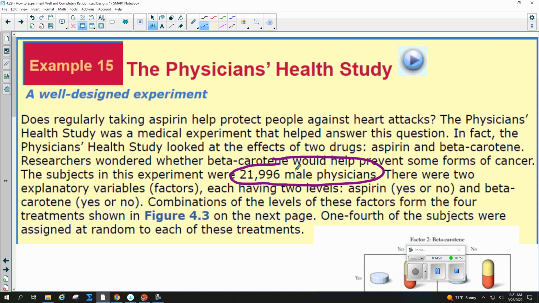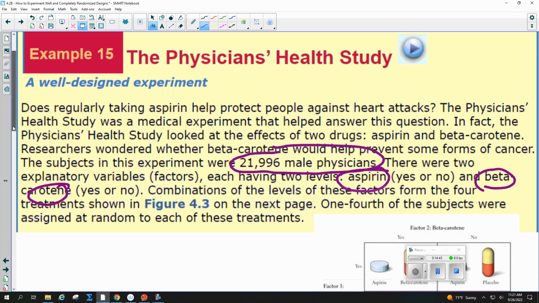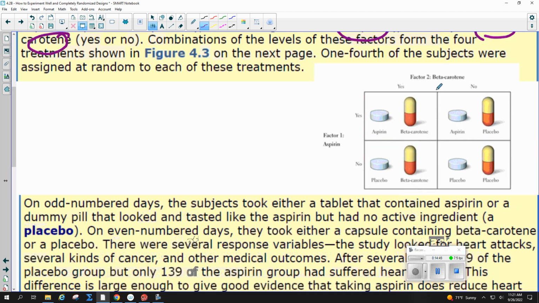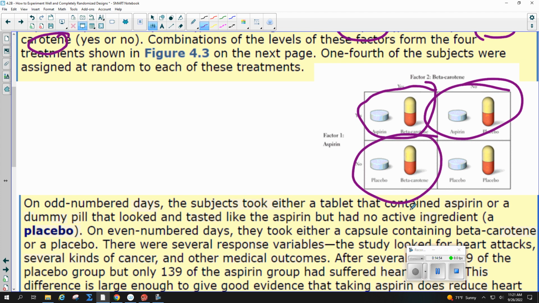All right, so one explanatory variable was aspirin, and the other was beta-carotene. But they each had 2 levels because they either had aspirin or they had a placebo pill. They had nothing. Okay, or they had beta-carotene or they had a placebo pill. And then they did 4 combinations of this. So, of those doctors, they divided them into 4 groups. Like, 5,000 of them got both. 5,000 of them just got one of the things, like Tylenol or whatever it is, aspirin. One group just got the beta carotene, and then one group got nothing. Okay, they got placebo pills.